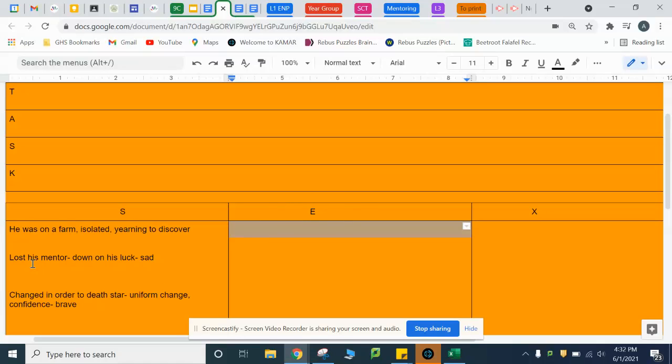And then I would repeat that evidence for when he lost his mentor, when Obi-Wan Kenobi died. I would get some dialogue, or I would describe a screenshot about when that happened, and I might go into more detail about his actions, his emotions, what he's wearing, his thoughts. And then I will do the same thing here for when he changed again, being brave.